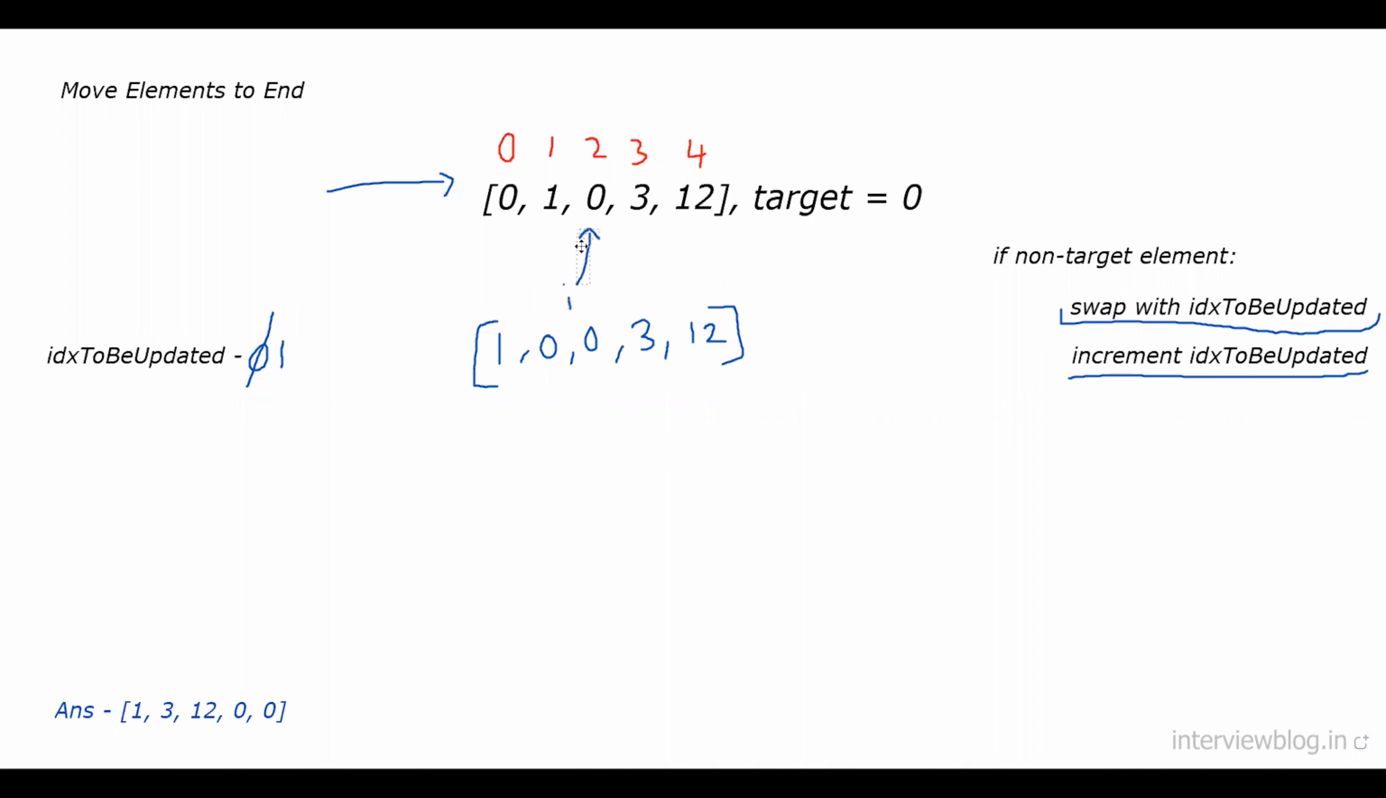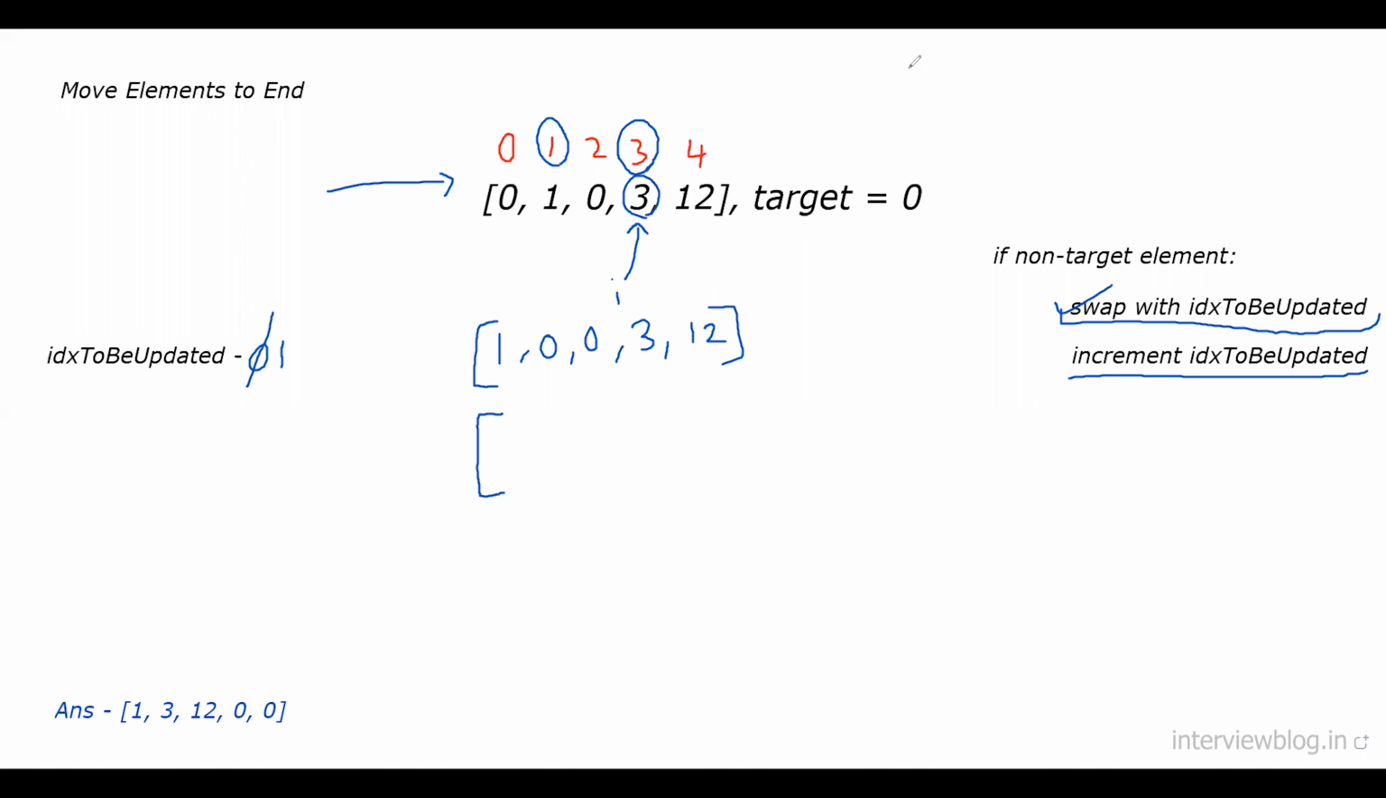Now my ith pointer will point to the index 2. I'll be checking if the element that is present in the ith index is not a target element. But here, since 0 is equal to the target, we simply continue the traversal. That is, we'll be moving our ith pointer to the third index. So now we will check if the element that is present in the ith pointer is not a target element. Here we can find that 3 is not equal to the target. So we will be swapping the element that is present in the third index with the element that is present in the index to be updated, which is 1.